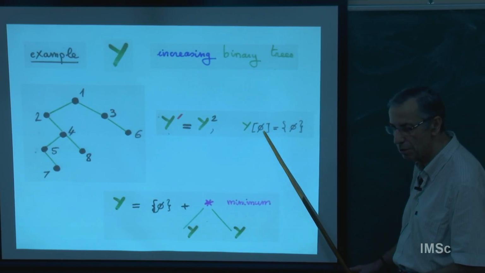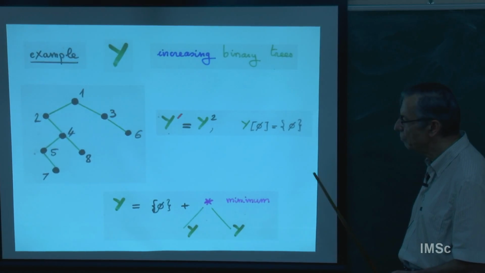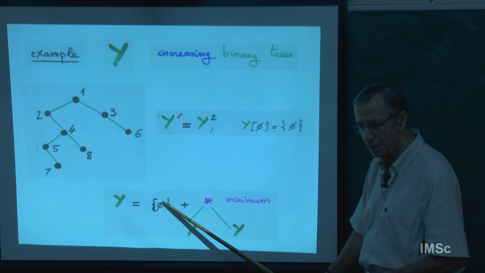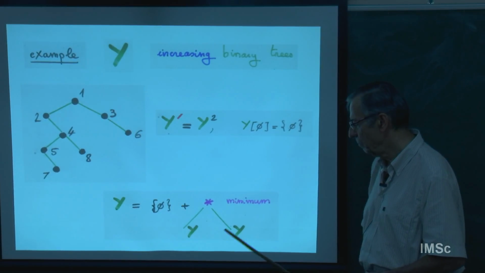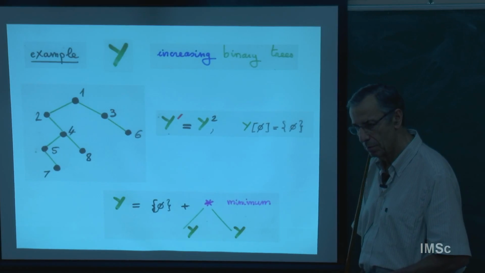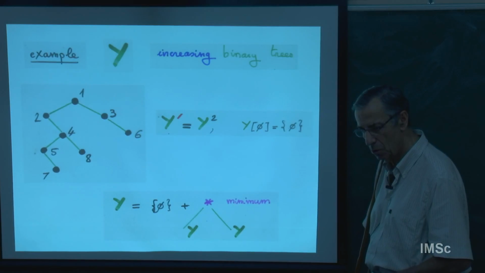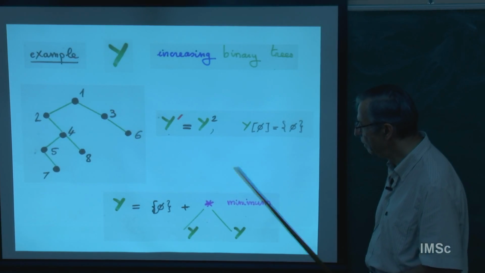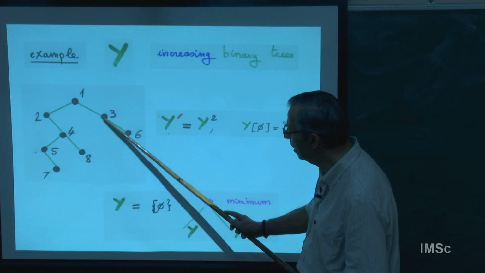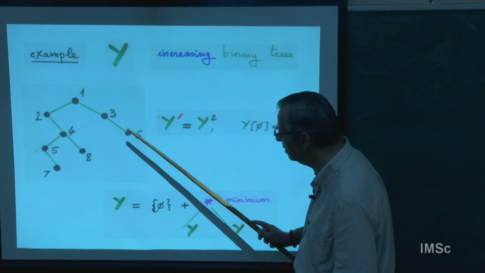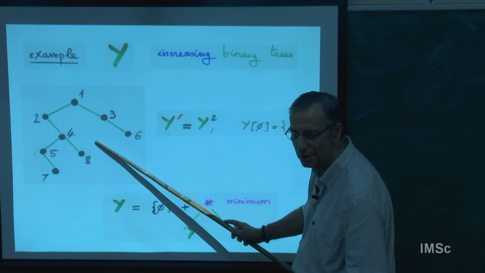Now you have to check the initial condition, that Y can be the empty set, can be reduced to the empty set. For example, here, if I take the left son here, this is going to be Y squared, and this is Y, but here I have the empty set.